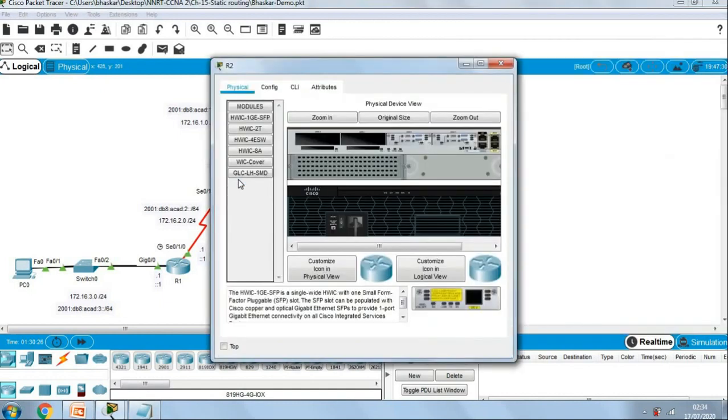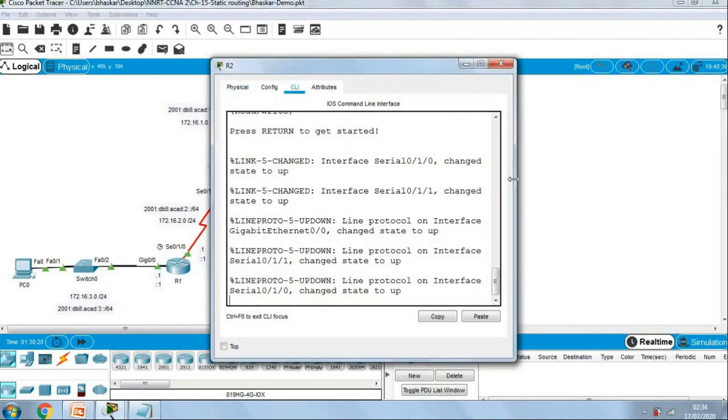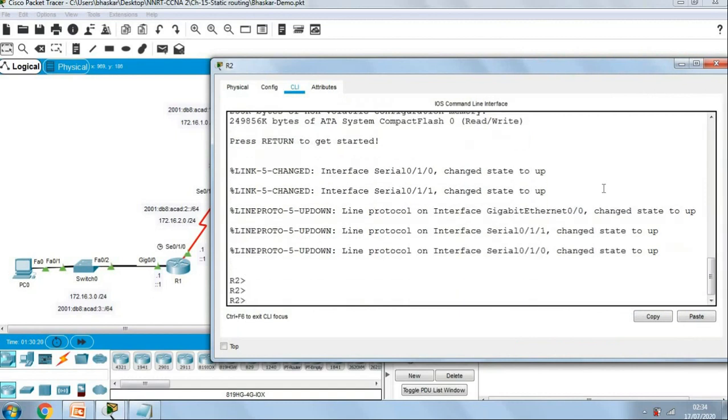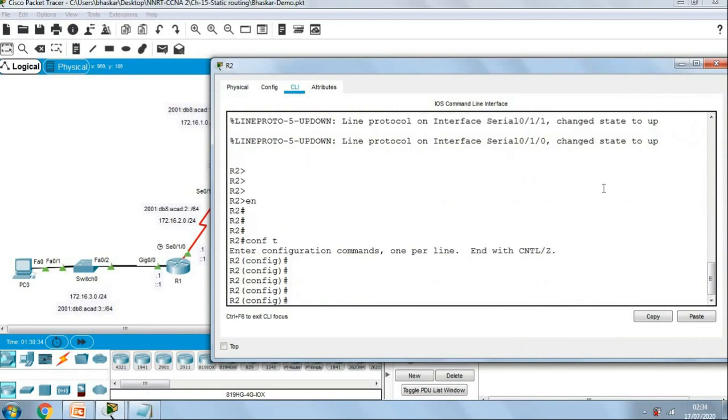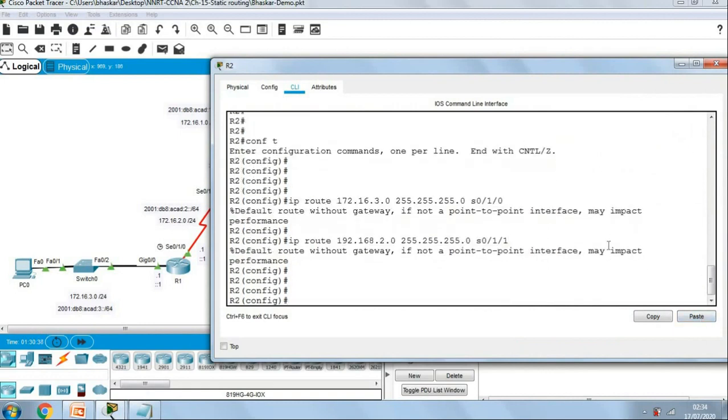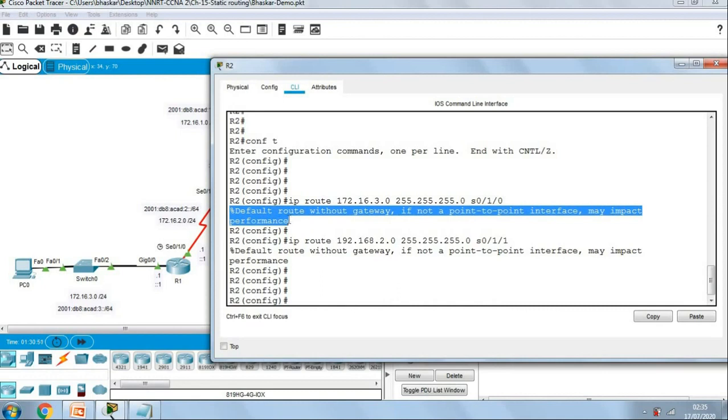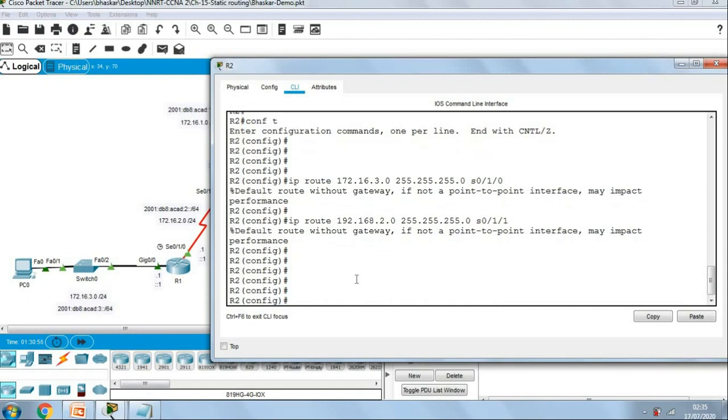Okay, now I'm going to R2. Enable, configure terminal. So I'm going to paste these two here, right? So this one. Okay, see here. If you write the serial 0/1/0, you will get a message like default route with gateway; if not, point-to-point interface may impact performance, but that is the default exception. Don't consider this one. It is the correct command only. Okay, so this is what I did for this one.